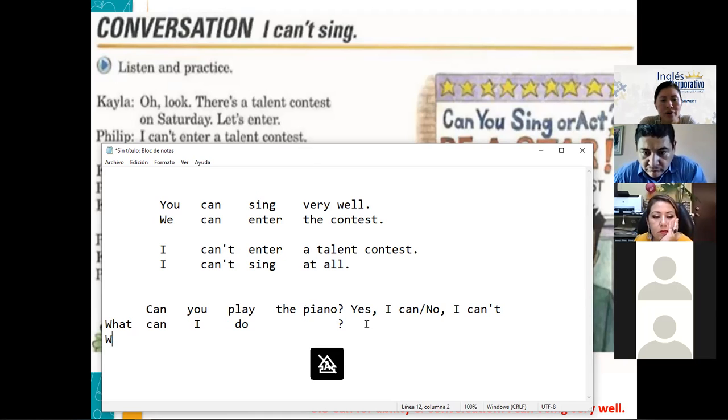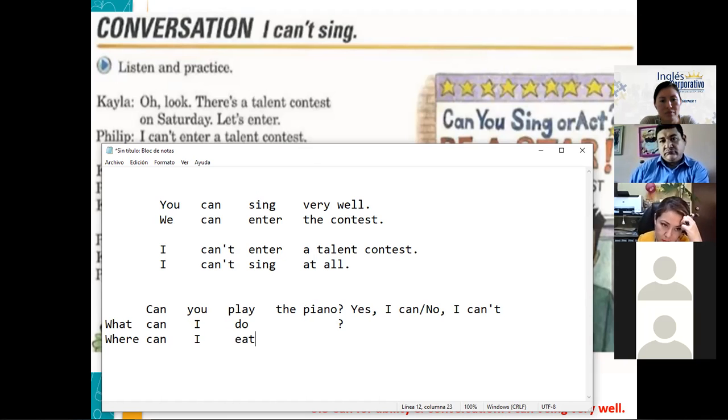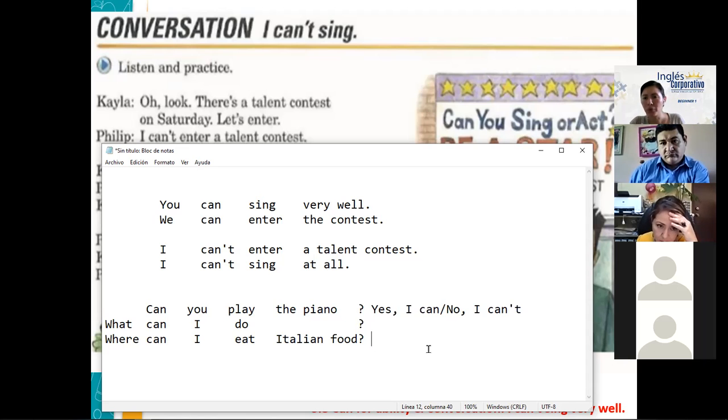Por ejemplo, si yo quiero preguntar, ¿a dónde puedo comer italian food, verdad? Por ejemplo, where can I eat Italian food, for example? So, what would be a possible option, guys? Where can I eat Italian food? Where can I eat Italian food? Do you know a restaurant or a place where you can eat Italian food?